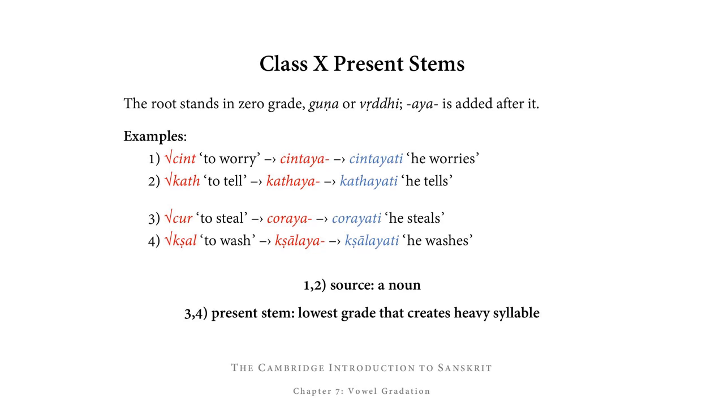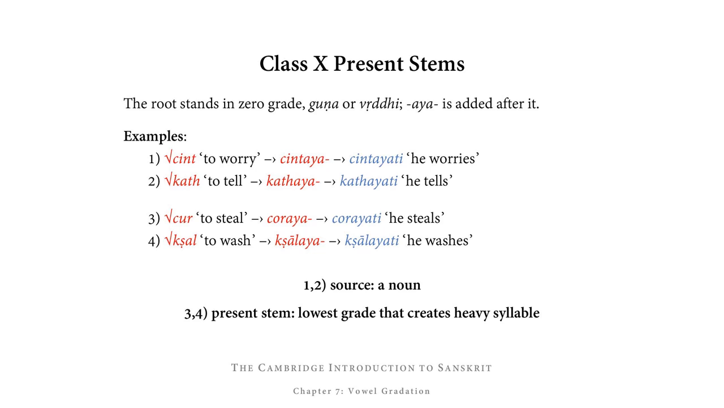grade the root is going to stand in. You need to be able to recognize it no matter which grade it stands in. However, if you want to form your own Sanskrit words and you want to know the system behind this, basically, some class 10 verbs have as their source not really a verbal root, but actually a noun. So this supposed verbal root chint is actually based on a noun chinta, meaning worry, and the supposed root kat is actually based on a noun kata, meaning a story.